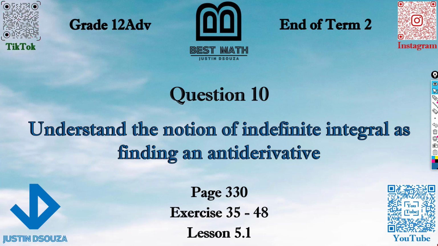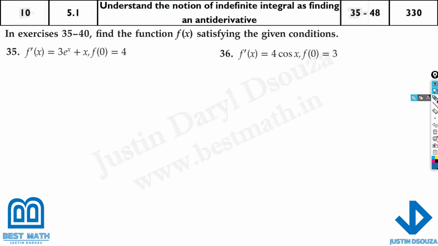Question 10 is also about antiderivatives. It's from lesson 5.1, but here we find the constant of integration, the C value. Before I continue, many students get confused. What is this f of x, f dash of x? How exactly can you understand this?